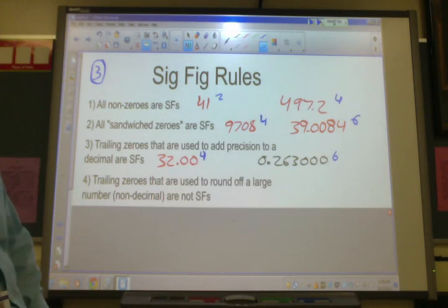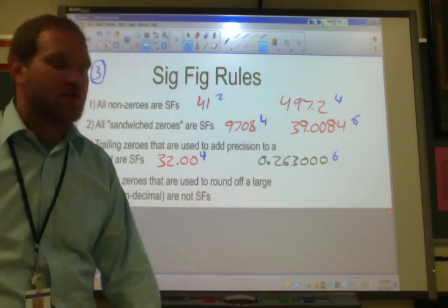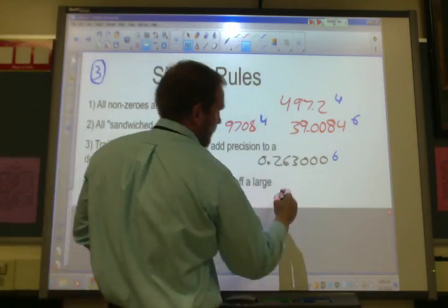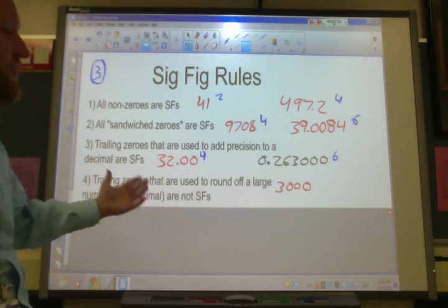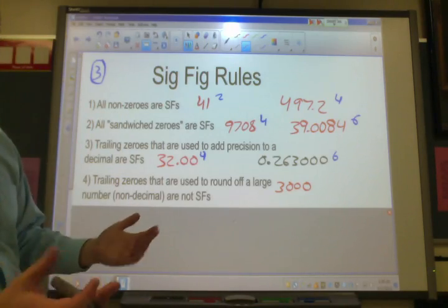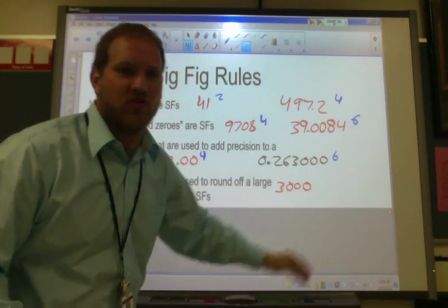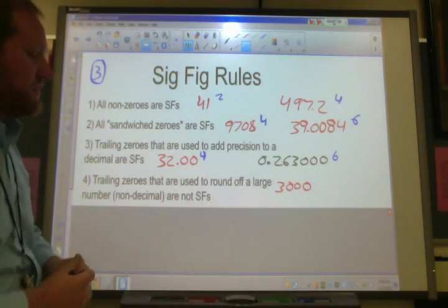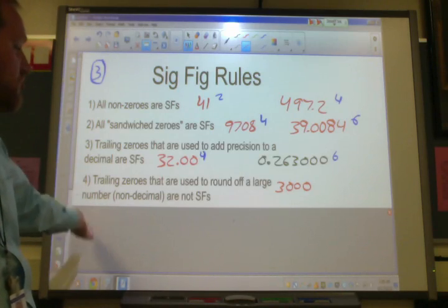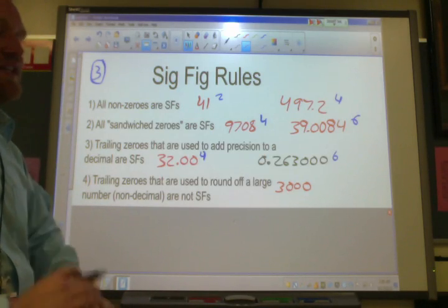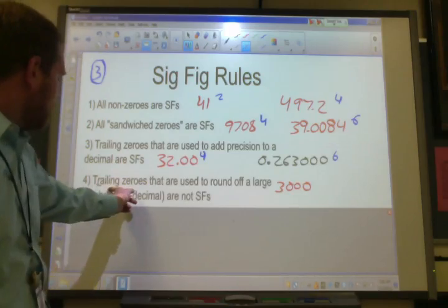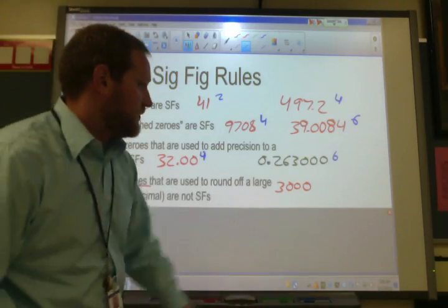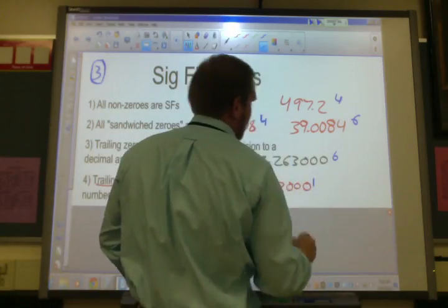Trailing zeros that are used to round off a large number, non-decimal, are not sig figs. So this is like where I said, if it's 3,000 miles to California, do these zeros count? And the answer is no. In chemistry, they're necessary. If you don't include them, all of a sudden your number changes. But you don't count those zeros as significant figures. They're just used to round off the number. They don't add anything to the precision. Okay? So trailing zeros are any zeros at the end of the number, as I said. In this one, they don't count, so this is 1 sig fig.